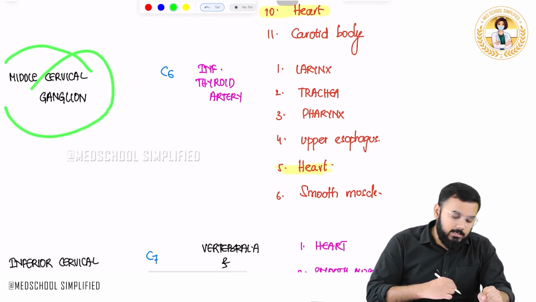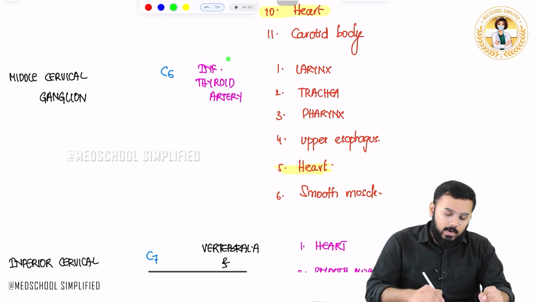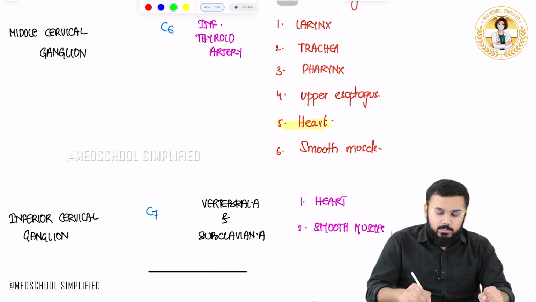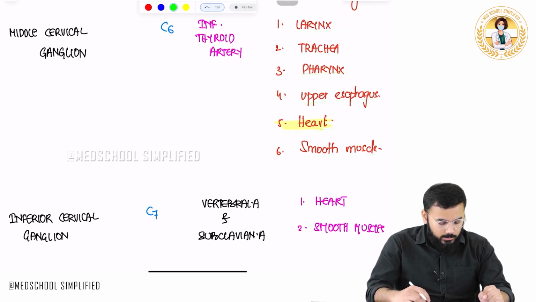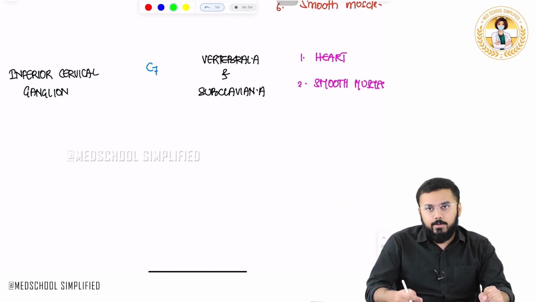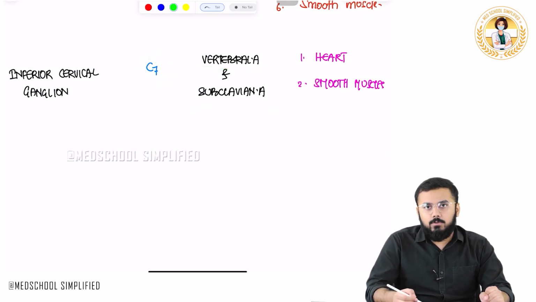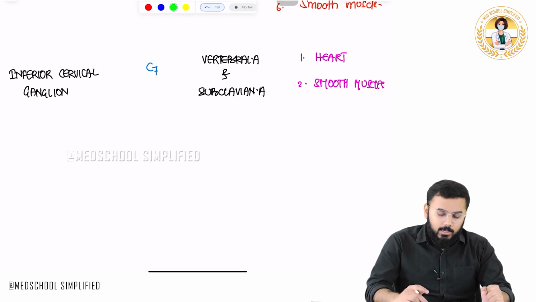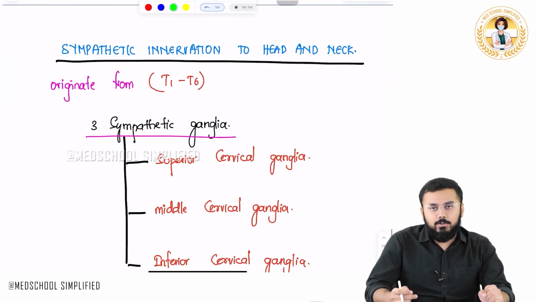The middle cervical ganglion is at C6 and the artery related is the inferior thyroid artery. And the structures are the larynx, trachea, pharynx, upper esophagus, heart as well as the smooth muscle. Next you have the inferior cervical ganglion at the level of C7, and the associations are the vertebral artery and subclavian artery, and the heart and smooth muscles are the effector organs, right? So this is all you need to know regarding the sympathetic innervation to the head and the neck.